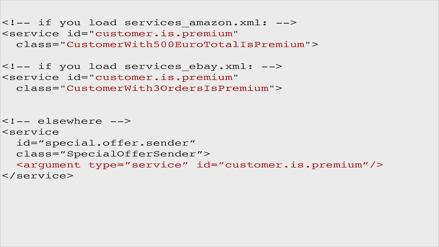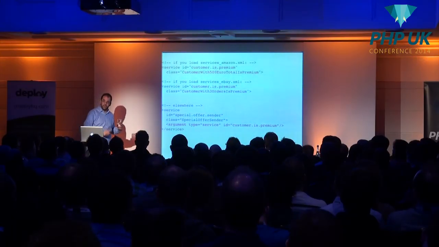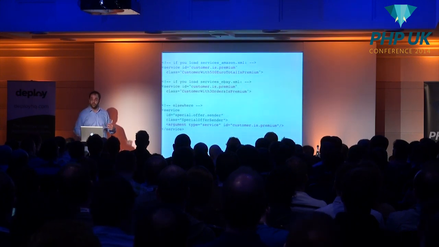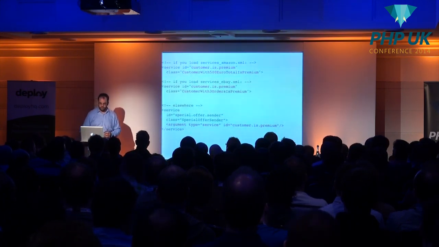So again, on the outside, elsewhere in the system, we would have maybe the special offer sender, and it knows that it needs a service called customer's premium, but it doesn't know which of these two it's getting. So we don't have to check configuration everywhere in our system, and if tenant equals Amazon, then we apply this rule, and if tenant equals eBay, we apply that rule. It's all in one place. It's isolated. We can easily reconfigure it. We can even make it more dynamic if we need to for some reason.